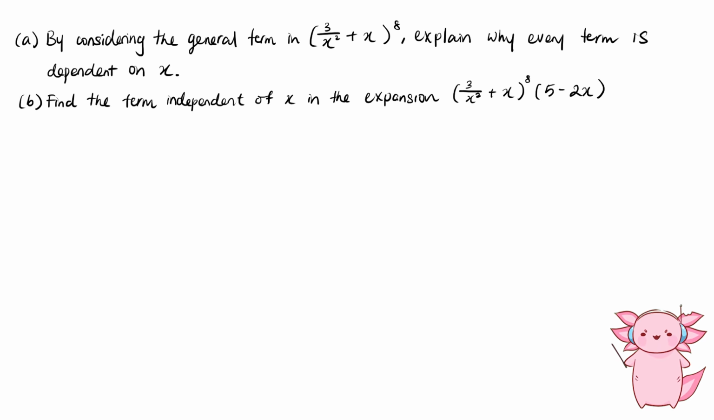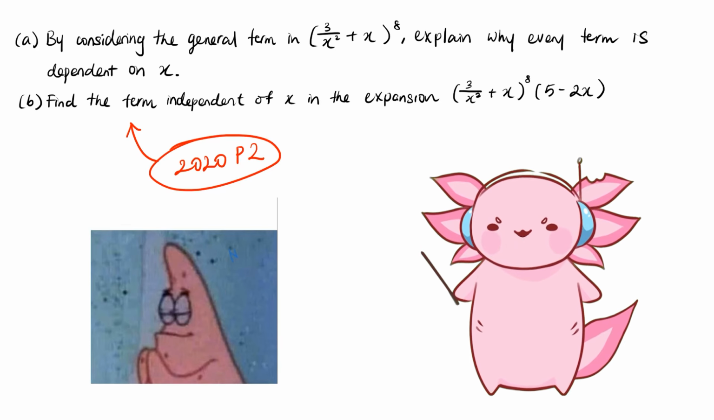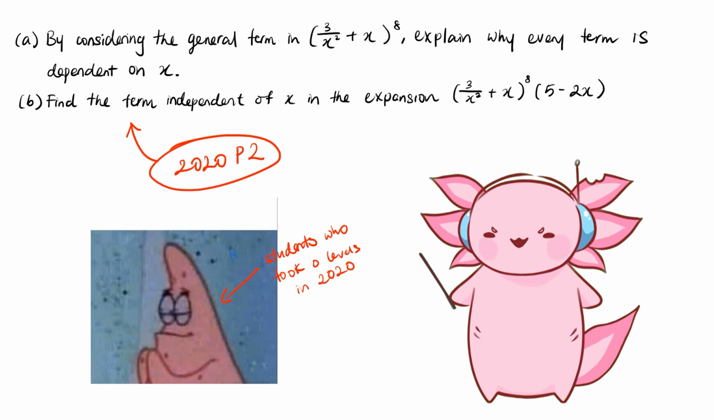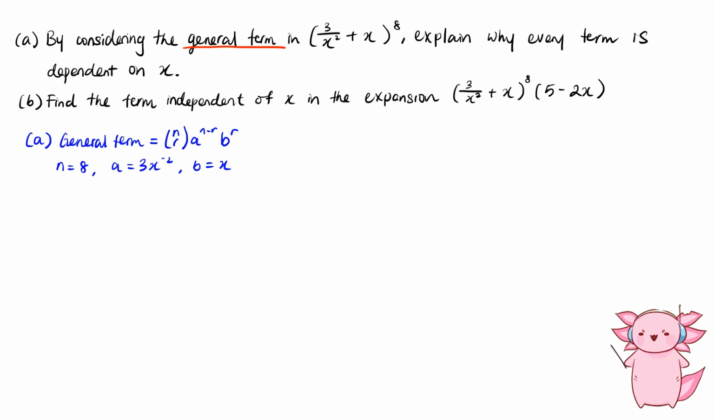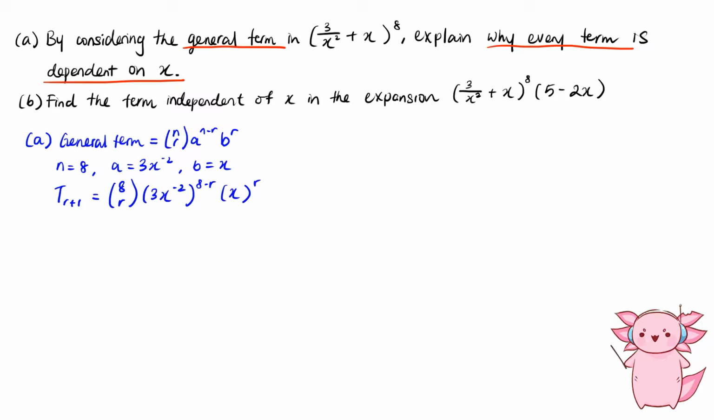This question is from 2020 and you will see this year appearing a lot later on in the video. This question is really interesting because they first ask you to consider the general term, and putting all the values in, it kind of gives us these three terms over here first. So to prove that every term is dependent on x, it's kind of saying that the x to the power of 0 term doesn't exist.